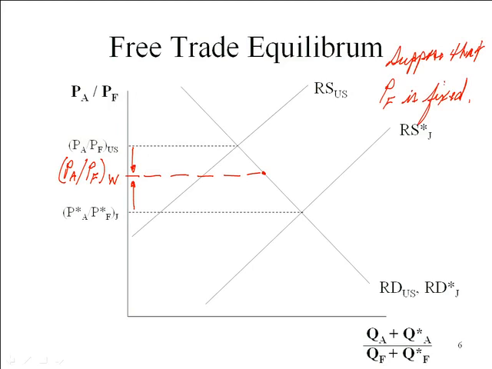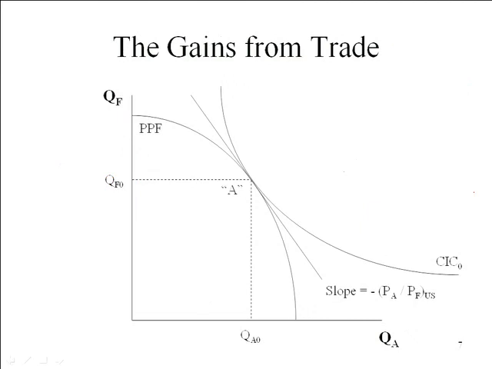So, of course, what this means is that the price of autos in the U.S. falls, and the price of autos in Japan increases. So not just relative prices, but also absolute prices. So let's see if we can demonstrate the gains from trade. So this is the U.S.